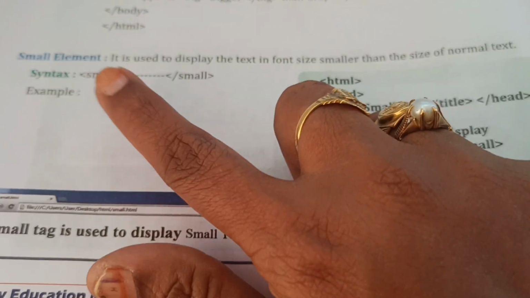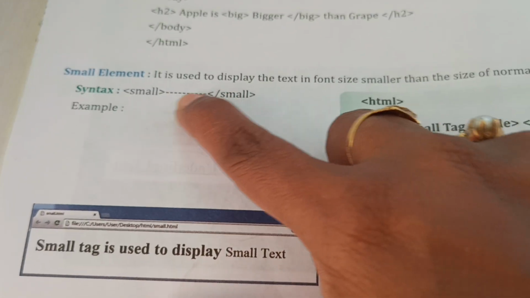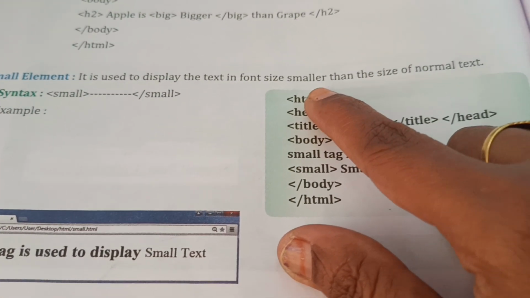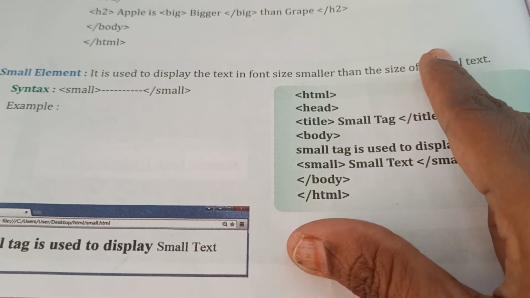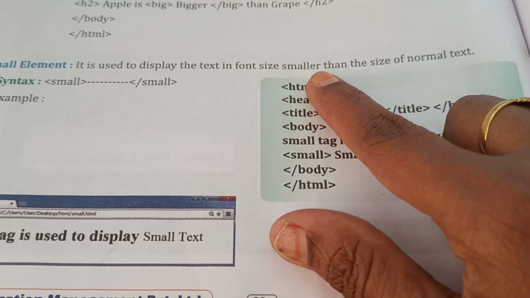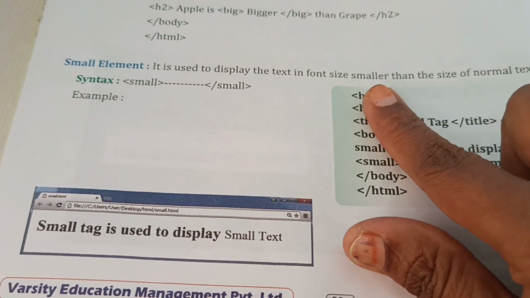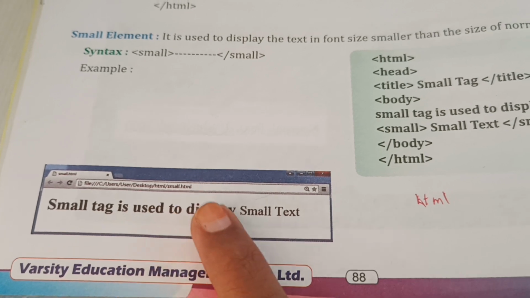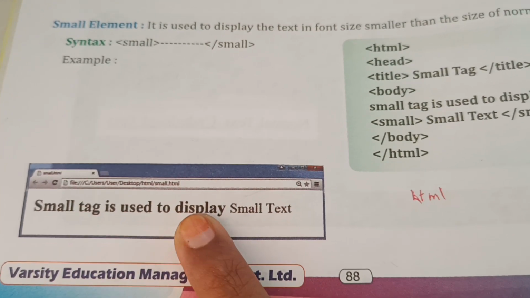Where you give the small opening tag and closing tag, the text in the middle is smaller than the size of normal text. If normal text is 8, smaller than this looks like 6 or 4. Okay, see the output. The small tag is used to display text, while it displayed very big and bold.